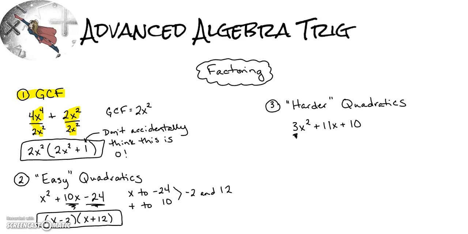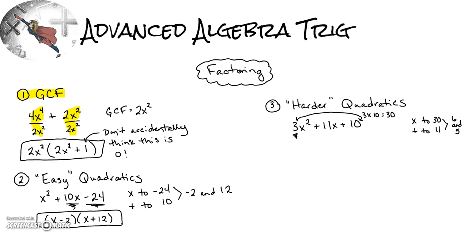So the way that I do these, it's called splitting the middle term, which you might have heard of. So the first step is to take the 3 and the 10 and multiply them together. 3 times 10 is 30. So now what we're doing, kind of similar, but we need to multiply to 30 and add to 11. And we just have to think of two numbers that do that, which would be 6 and 5. So 6 and 5 are the two key numbers that we need.